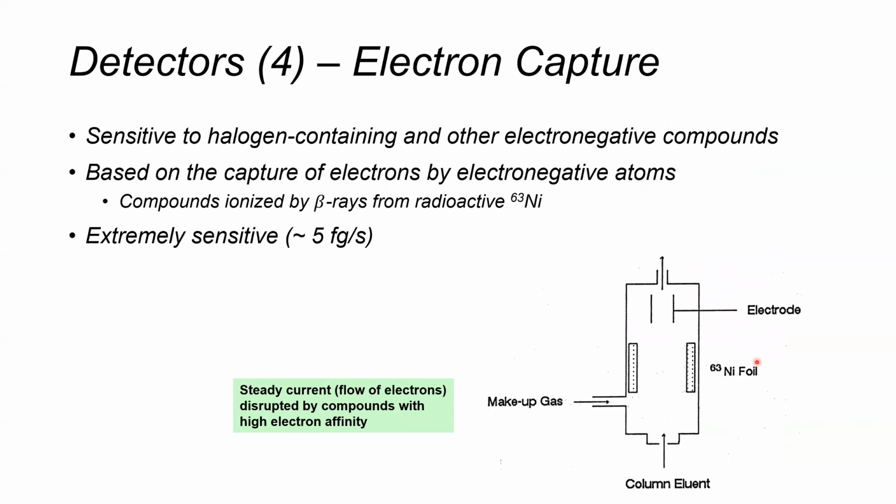The fourth type of detector is an electron capture detector. This is sensitive to hydrogen-containing and other electronegative compounds. It is based on the capture of electrons by electronegative atoms; compounds are ionized by beta rays from radioactive nickel-63. There's the nickel-63 foil inside our electron capture detector.